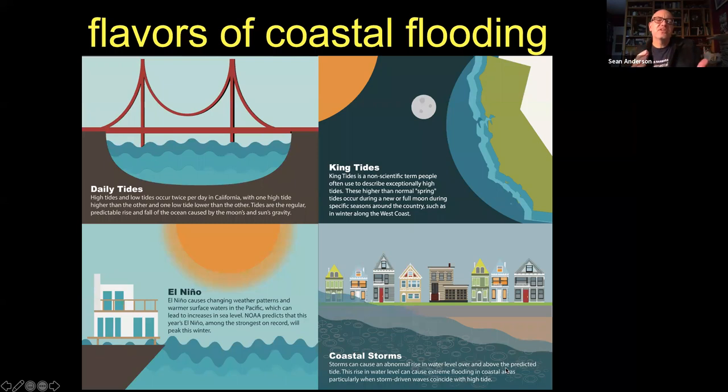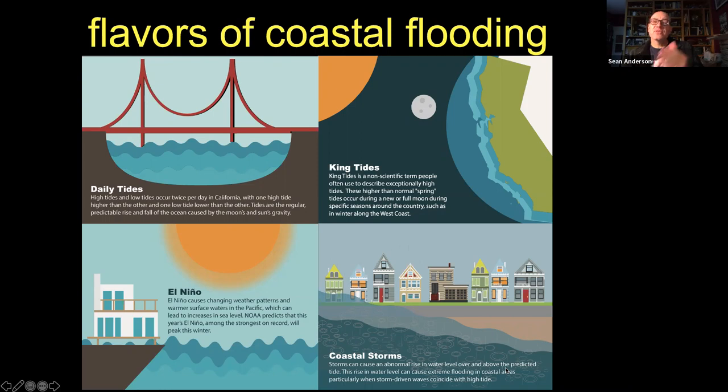So if we have a pier or a parking lot, let's say, that is at elevation X, and we know that king tides are higher than that, guaranteed that infrastructure will flood at least a few times of the year, right? So that would be the more regular in and out flooding. Then we go on to the two guys on the bottom. And so these are more episodic. These are things that don't necessarily happen every single year.